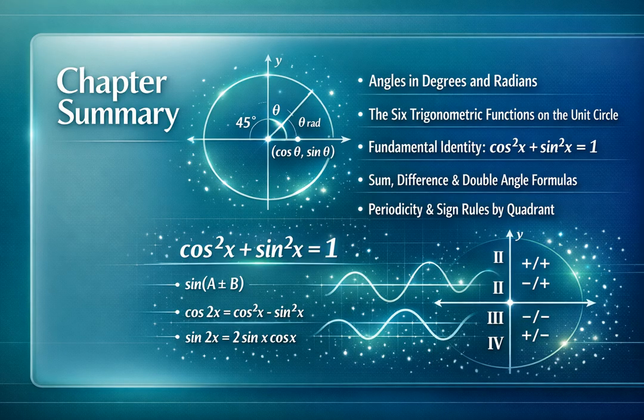In this chapter, we learned that angles can be measured in degrees or radians. We defined 6 trigonometric functions using the unit circle. The fundamental identity, cos squared x plus sine squared x equals 1, leads to many other identities. We studied sum, difference, and double angle formulas. We also learned about periodicity and sign rules based on quadrants.